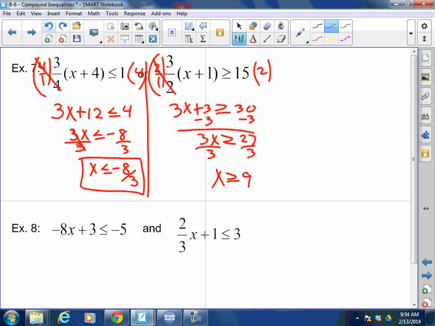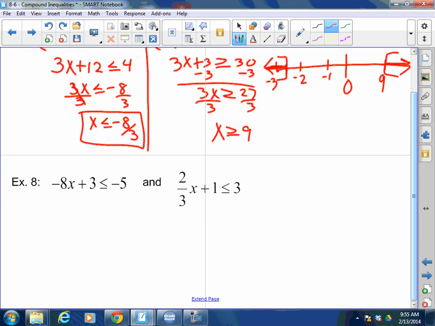Bam. So my solution, negative 8/3, that's negative 2 2/3. So negative 1, negative 2, negative 3, negative 2 2/3 is like about here. So that's going to be a bracket. It's less than or equal to. And then over here we'll do my 9, greater than or equal to, to the right. Does that make sense?